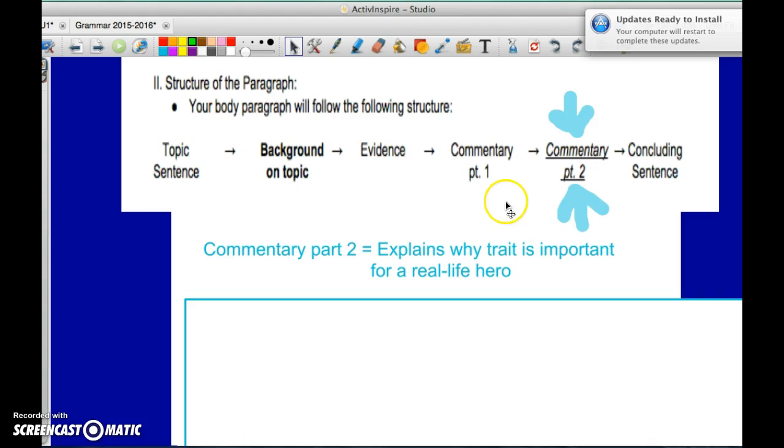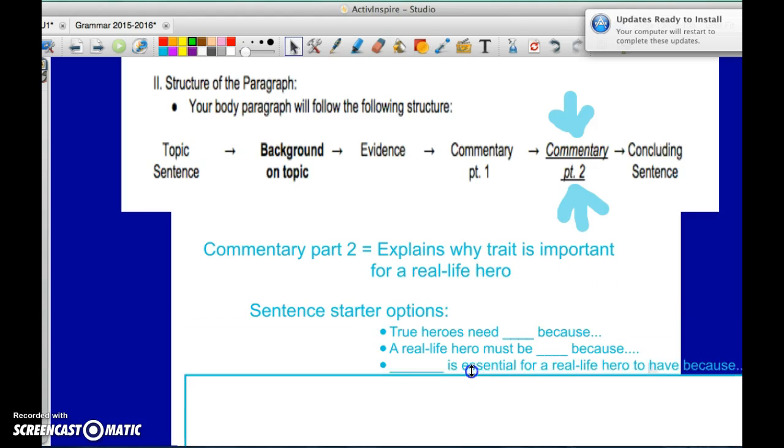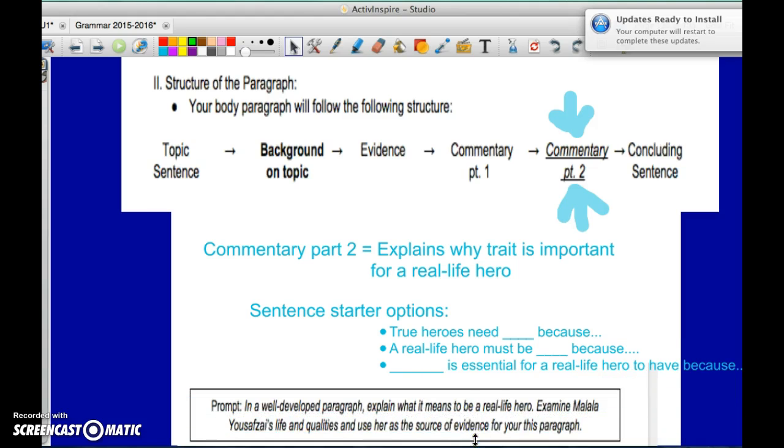So now we're connecting it all the way back to our prompt, because our prompt asks us, what does it mean to be a real life hero? So it's not asking us to define Malala and her personality, but we need to explain a little bit more. Why does this real life hero need this trait? And there's the prompt. So again, our prompt has us go back to this overall topic, what does it mean to be a real life hero? So we need to connect now the trait to the real life hero.